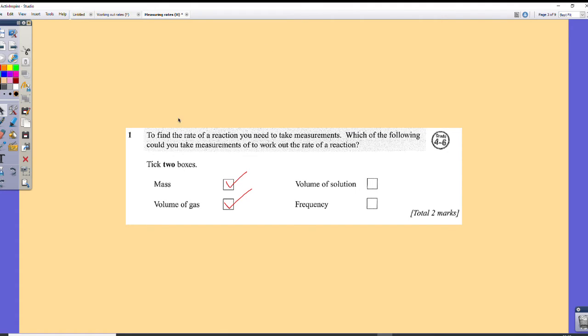Question 1. To find the rate of reaction, you need to take measurements. Which of the following could you take measurements of to work out the rate of reaction? So make sure you tick 2 boxes. We're going to definitely measure the mass. It could be the mass gained or the mass lost. And the volume of gas produced would be another one you could measure. The volume of a solution would be useless. The concentration might change but not the volume. And frequency, that could possibly link to the frequency of collisions, but it's not something you're going to be able to measure.